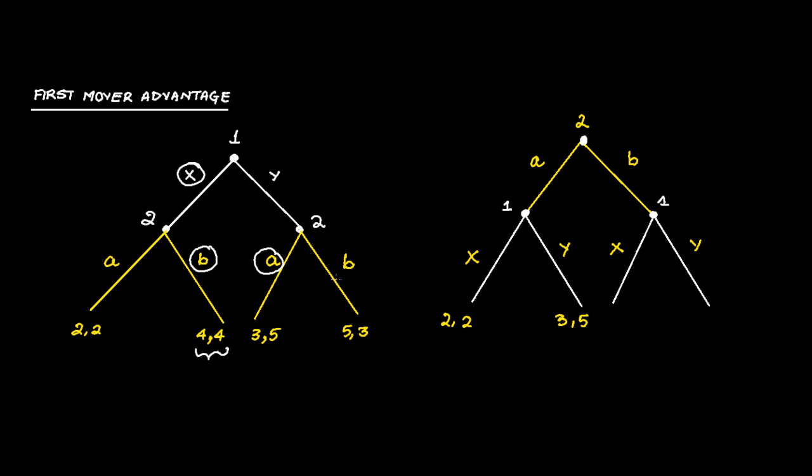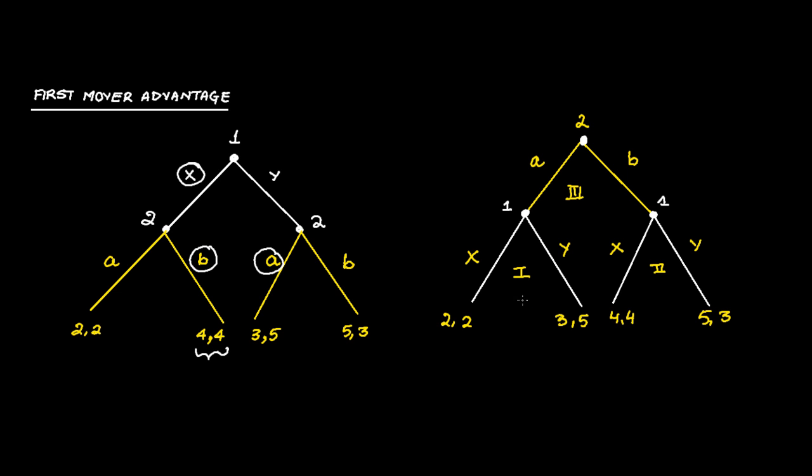Player 2's choice is B and player 1's choice is X, which is this 4-4. Player 2's choice is B and player 1's choice is Y, which is this 5-3. So you have these payoffs now. Now again, there are three subgames. This is subgame 1, this is subgame 2, and the entire game is subgame 3.